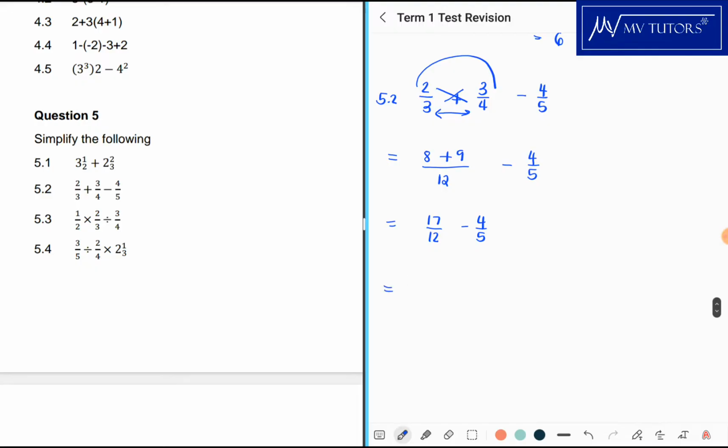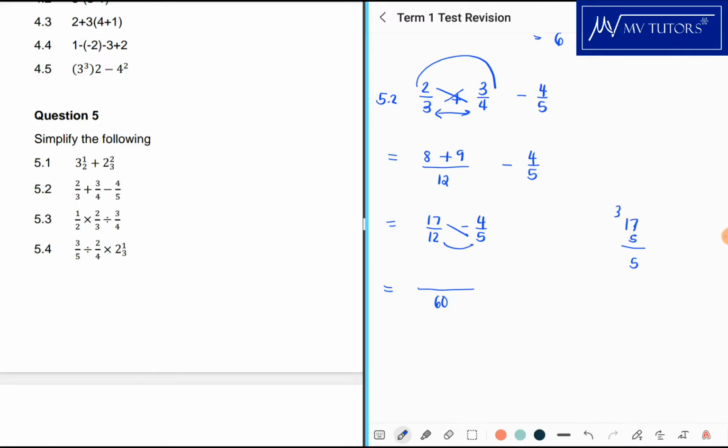Now, we have different denominators still, so we're going to multiply these two. What is 12 times 5? I believe it is 60. Okay, so this is where you need to now know your multiplications, right? So it is 60. Not that I believe, it is 60. Now what is 17 times 5? Let's just do it there quickly. 7 times 5 is 35.